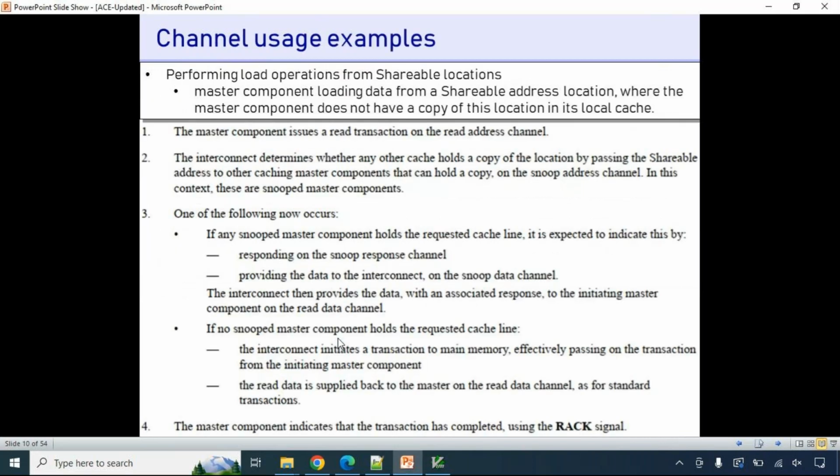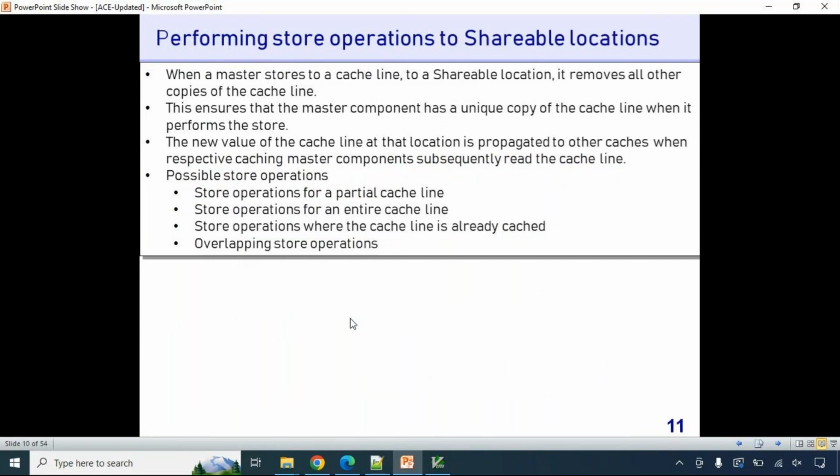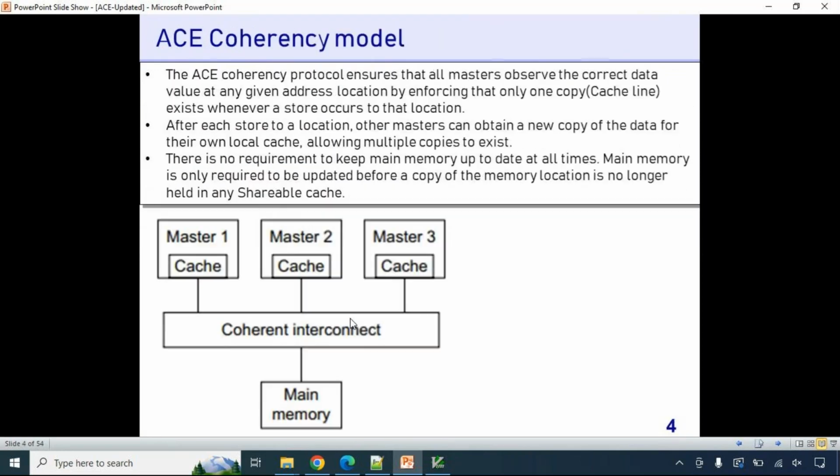Now let us understand how the ACE related transactions help achieve the cache coherency concept. For example, let's say we are performing a load operation from a shareable location. I am talking about the load operation of the ARM protocol. For the master component loading, I am going to take this example.